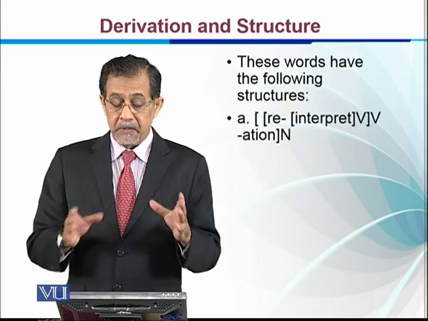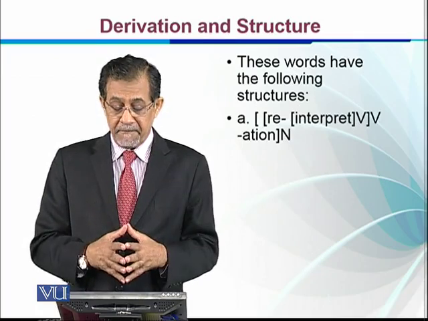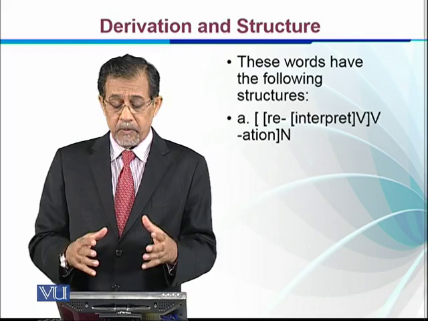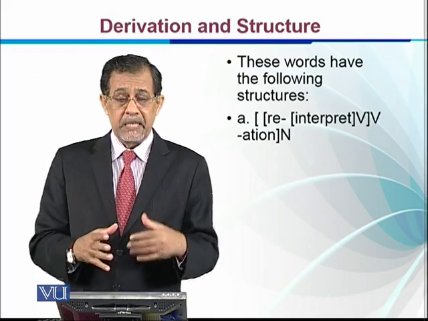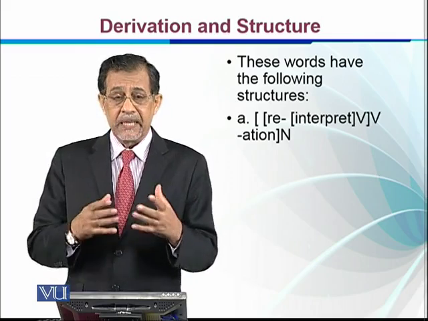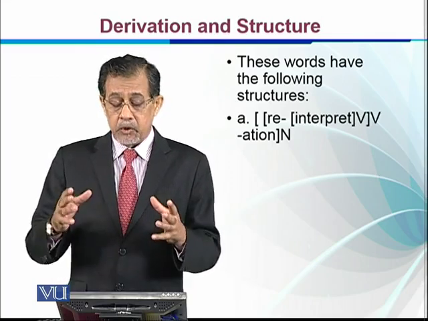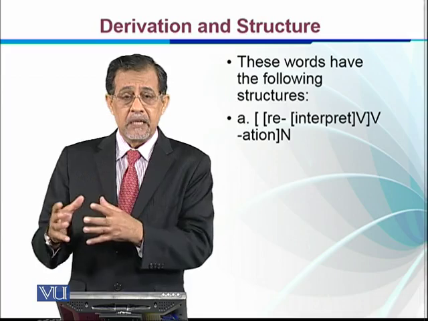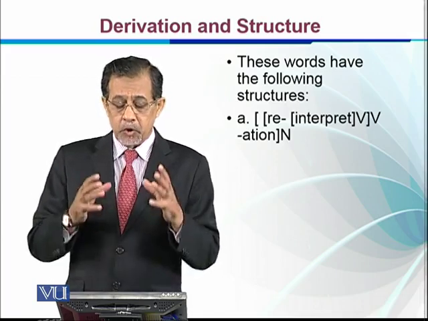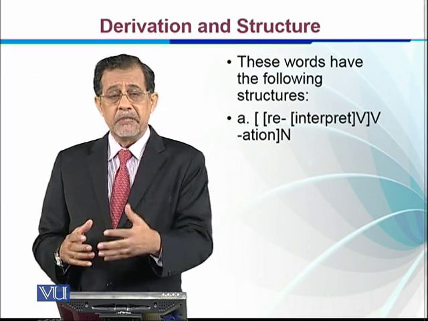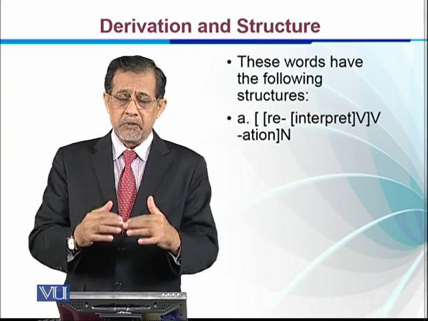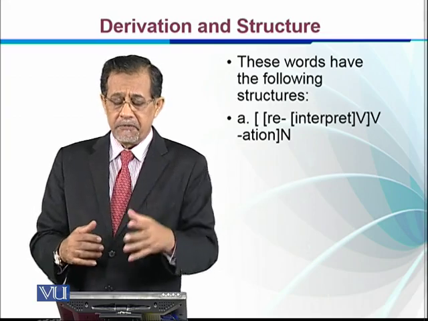For example, we had interpret as a verb. We added the prefix re to it to make it reinterpret. So we got reinterpret as a verb, and then we added the noun suffixation to make it reinterpretation. This is how we took three steps: function 1, function 2, and function 3.